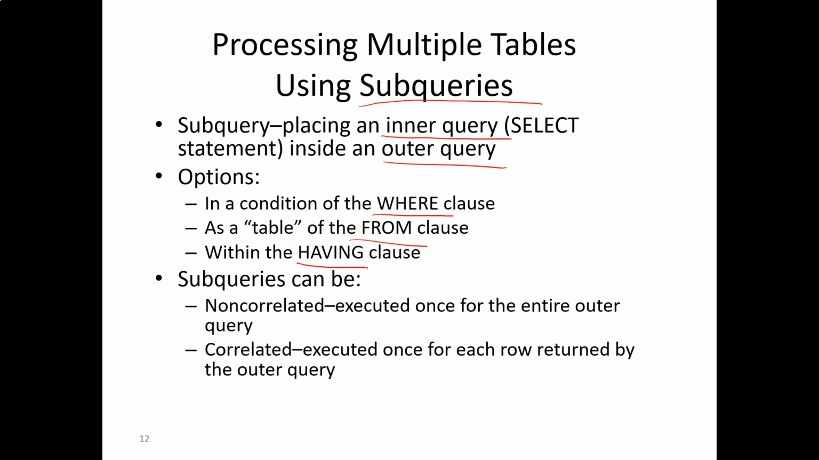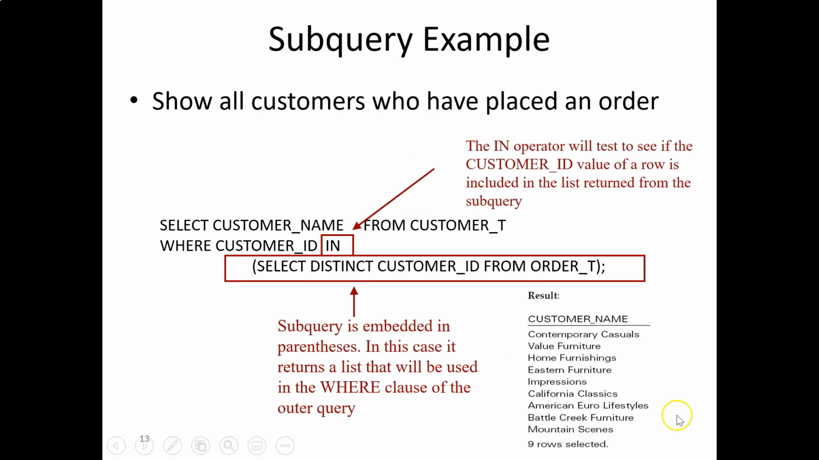And there are basically two categories of subqueries. One is called non-correlated, the other is correlated. We are going to talk more about these two different types of subqueries in a later slide. Let's take a look at this example here. Show all customers who have placed an order.